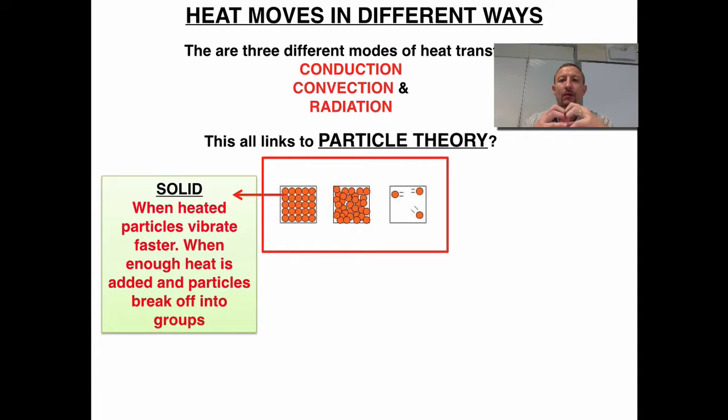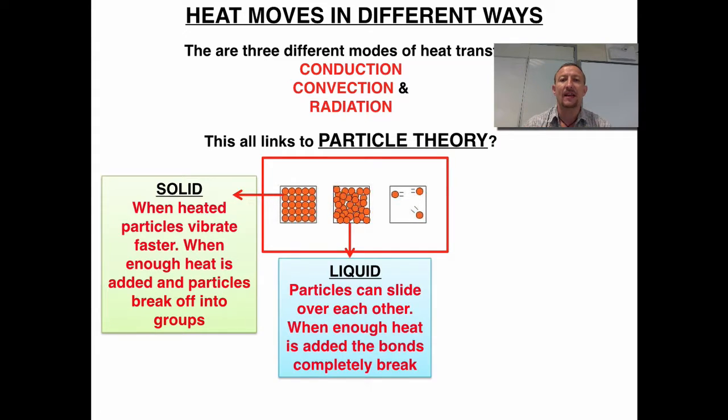Eventually you get to a point where the vibration of those atoms is so great that the bonds holding the atoms almost become jelly-like. And as soon as they become jelly-like, we then go into a liquid state. The point at which this happens we call the melting point. This is the point where the atoms are able to slide over each other. Each different material will have its own specific melting point.